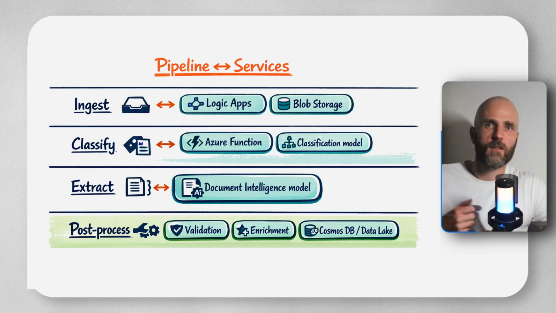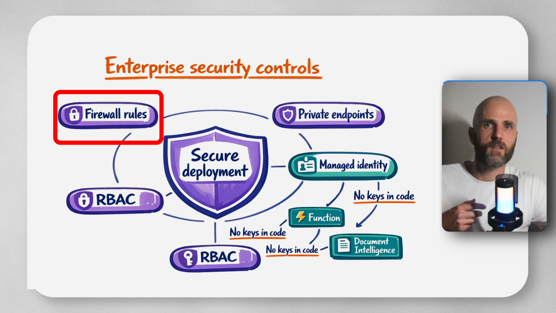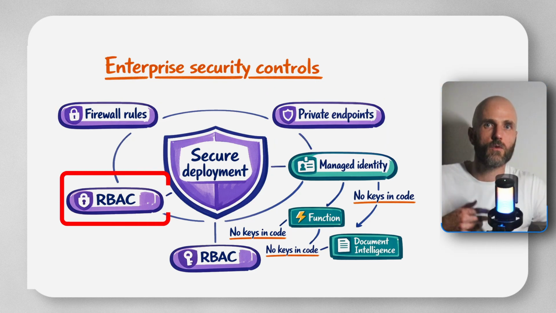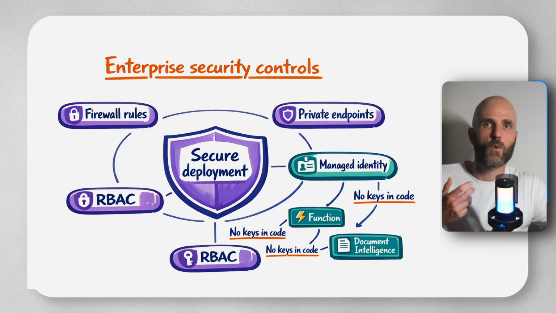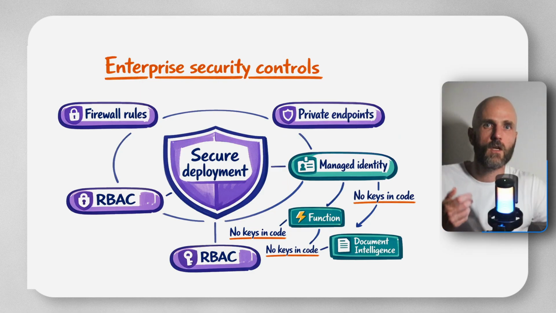Now, the moment this touches real customer documents, the first question is who can reach it? That's where the platform controls come in. I lock the front door with firewall rules or private endpoints. I decide who's allowed to call what with role-based access control, RBAC. And for the wiring between my own services, I use a managed identity so the function can reach storage and call the service without me ever putting a key in code.